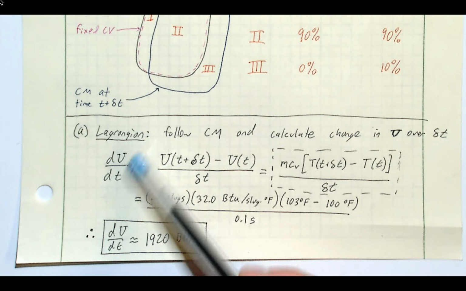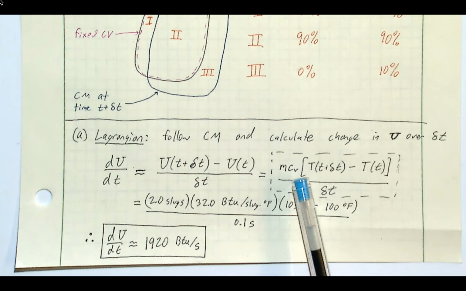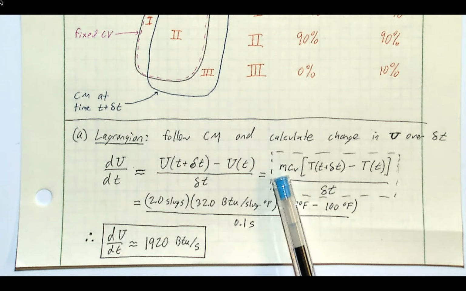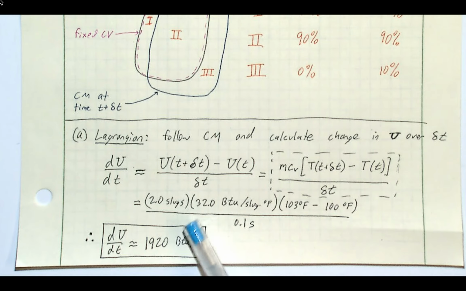So this is just saying the change in energy over time is just take the energy of the whole control mass at t plus delta t minus the energy at time t and divide it by the total time. Here we just need to plug in that u is just m times C_V times the temperature, and the only thing that changes in time is the temperature. The mass of the control mass stays the same, the specific heat remains the same, but the temperatures change. So we just have a difference in temperature times our mass and our specific heat. Plug all the numbers in, we get a change in energy of 1920 BTUs per second.